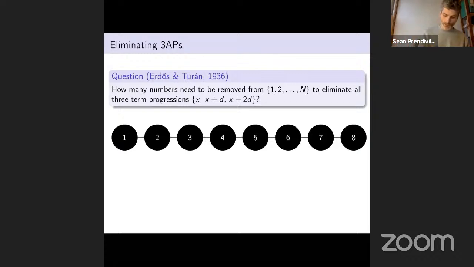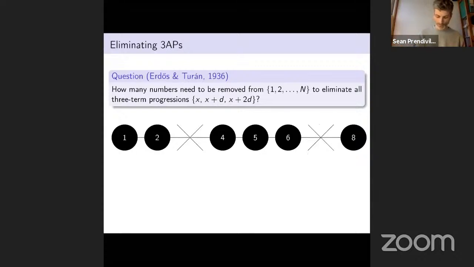So you look at this interval of 1 up to 8, and immediately you see at least one three-term progression, 1, 2, 3. So you have to delete an element of this three-term progression. Let's delete the number 3. How many more three-term progressions have we got? Well, we've got 1, 4, 7. We need to delete an element from that three-term progression. And we've got 2, 4, 6. We need to delete an element from that. So let's do that.